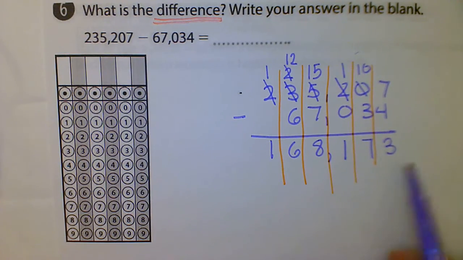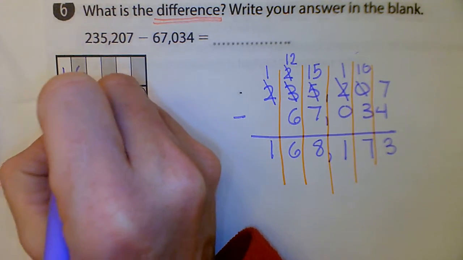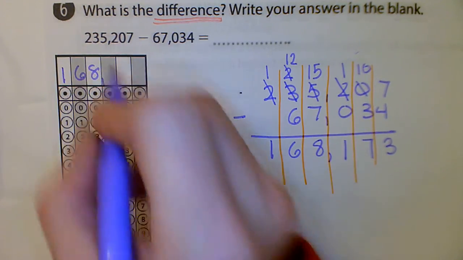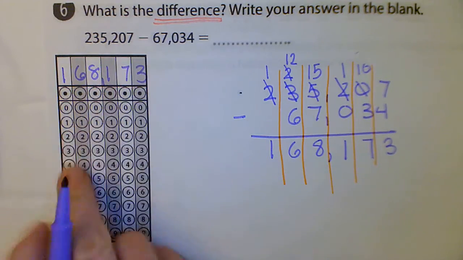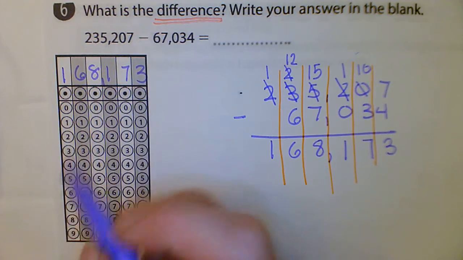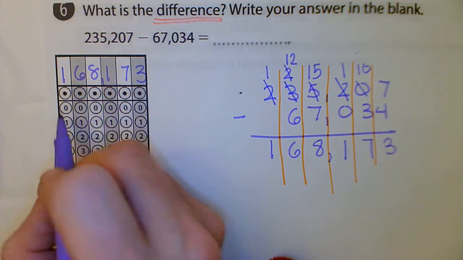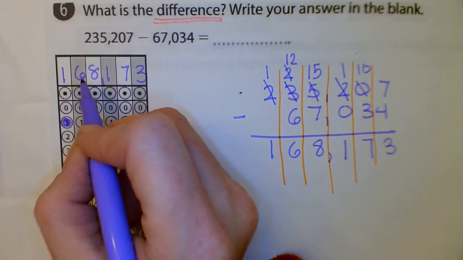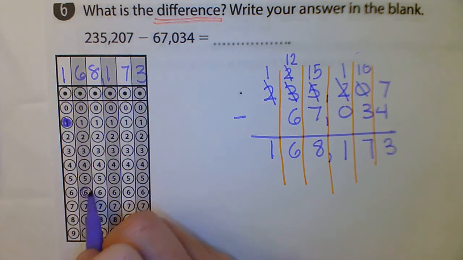So let's review how to use our grid. I'm going to write these numbers, line them up in here. So I have 168,173. And then I'm going to bubble them carefully. I'm going to go column by column. So in this column I have a 1 written, so I bubble in the 1. In this column I have a 6, so I bubble in the 6.